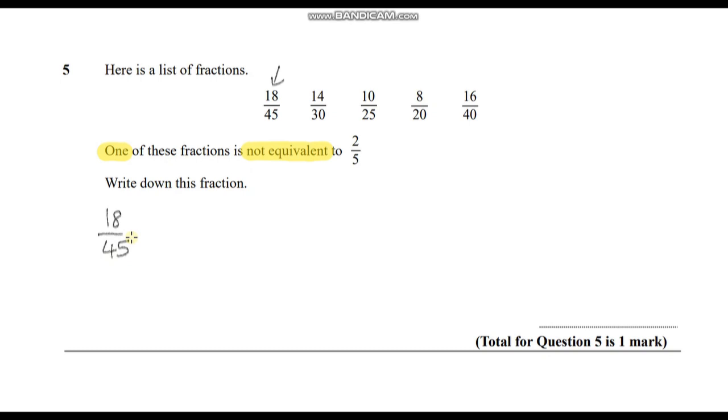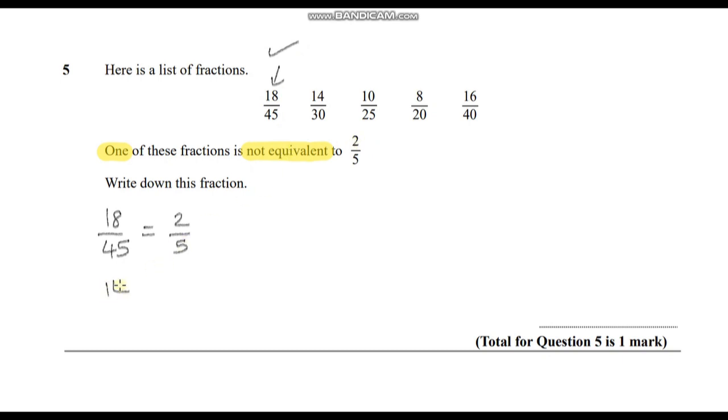Now, because this is a calculator test, the simplest way to do this is just to type this fraction into your calculator. And when you do that, it will simplify it for you. So there isn't much brain work involved in this. If you just type in 18 over 45 as a fraction into your calculator, press the equals button, and it will simplify it for you. So when it's fully simplified, we get 2/5. So 18 over 45 is definitely equivalent to 2/5.